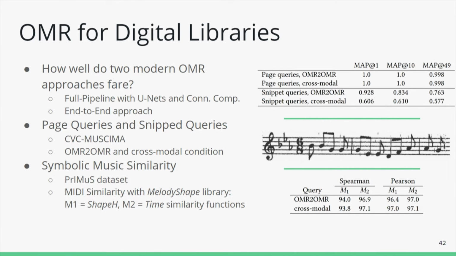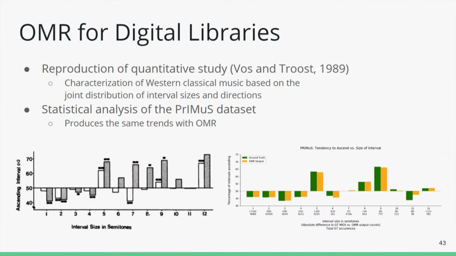And speaking of trends, we did one last part for that paper. We tried to reproduce a quantitative study by Vos and Trost from 1989, where they tried to characterize Western classical music based on the joint distribution of ascending and descending interval sizes and directions. So we did a statistical analysis on the Primus dataset as well.